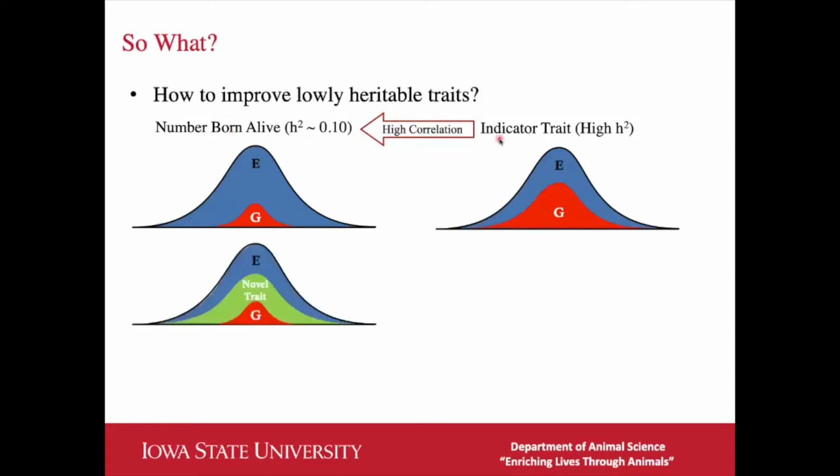Another strategy is to find, let's say, an intermediate phenotype, an intermediate trait, or something that you can build on top of the trait of interest. So we have this novel trait here that can explain parts that the genetics cannot explain. And now most of the phenotype is being explained by these traits.